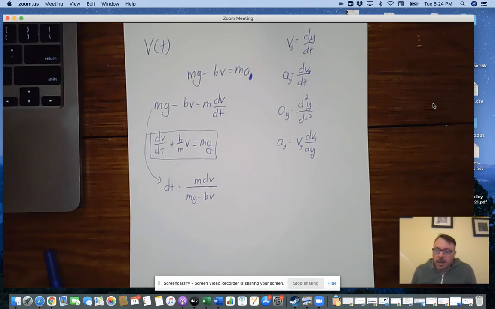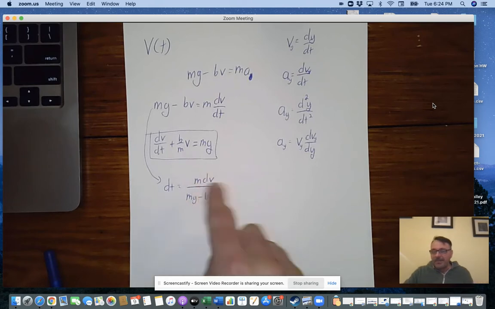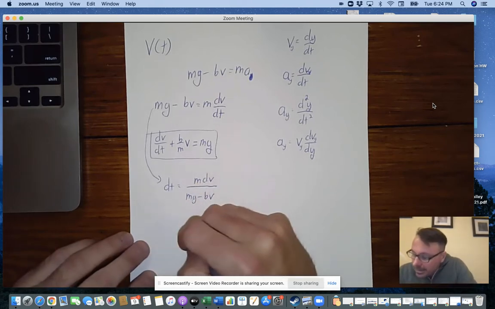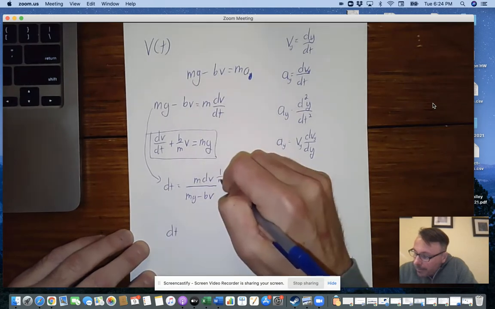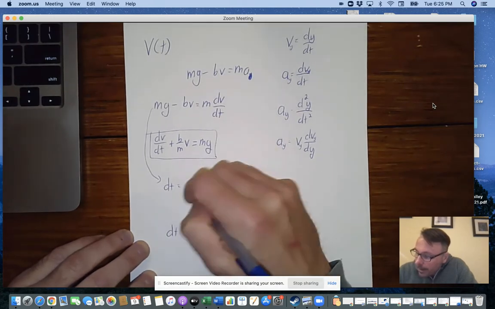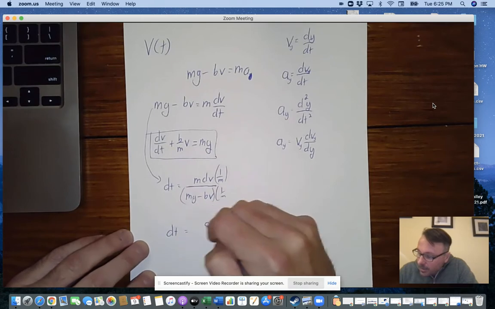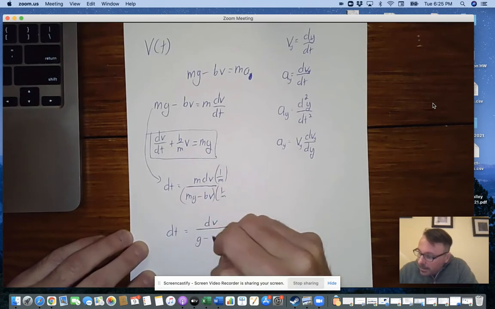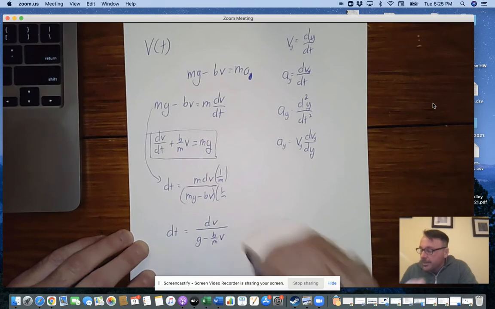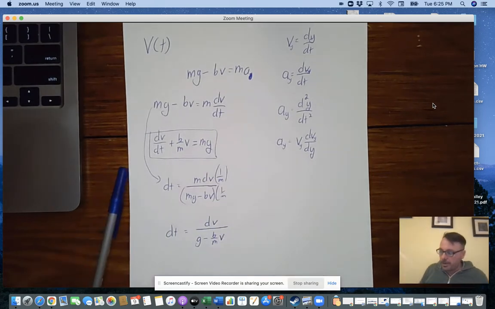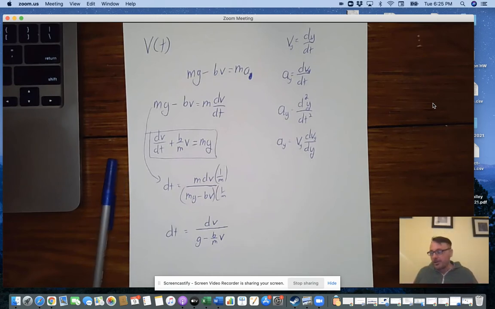I've got all the v's on one side, I've got all the t's on the other side. Now, something else that we can do here, and actually I would recommend this, is that having the m in two different spots is a little messy. So let's just multiply both top and bottom by 1 over m, right? Because that yields a slightly nicer expression of g minus b over m v. Now, someone's saying, Vaughn, you're a hypocrite. That is a complex fraction. Right, but that's also not our final answer. It's fine to have complex fractions in your intermediate work, but just never leave a final answer like that.